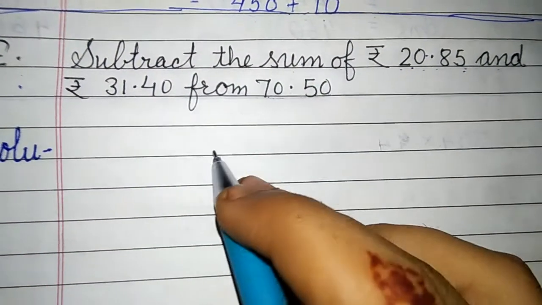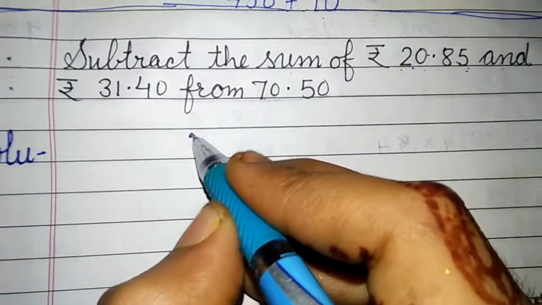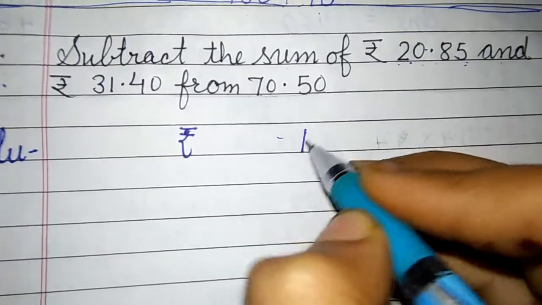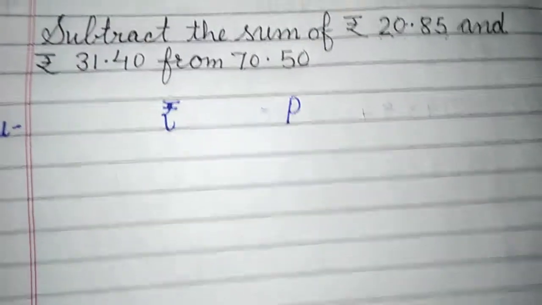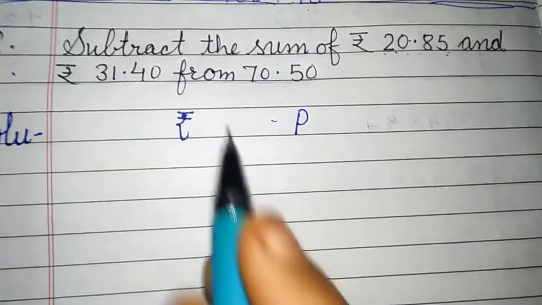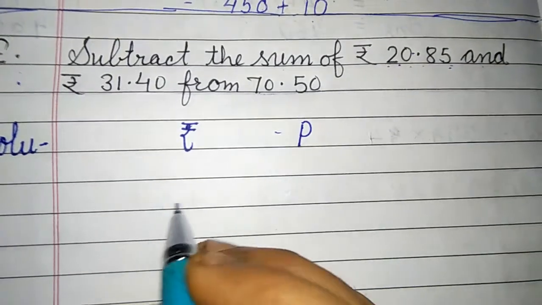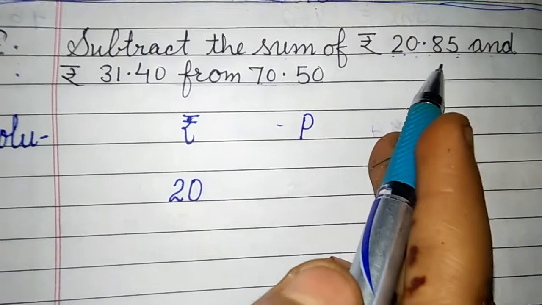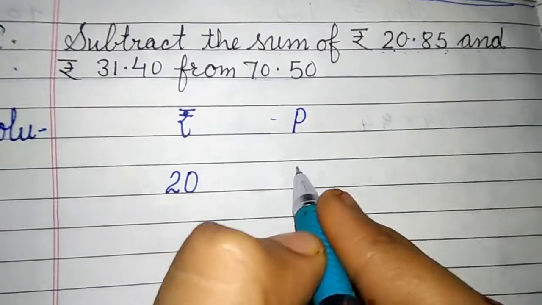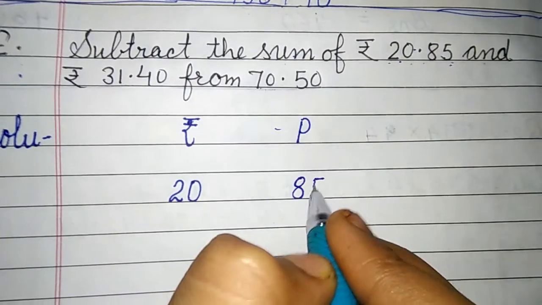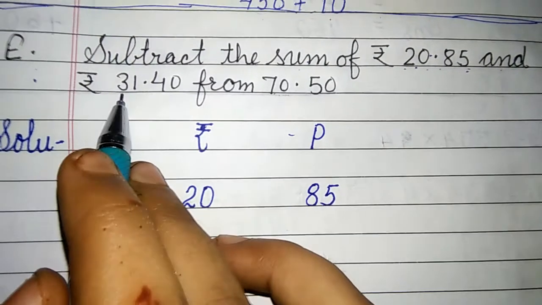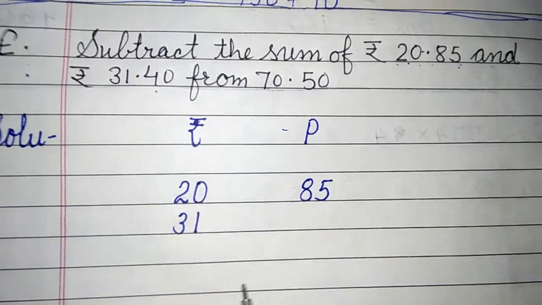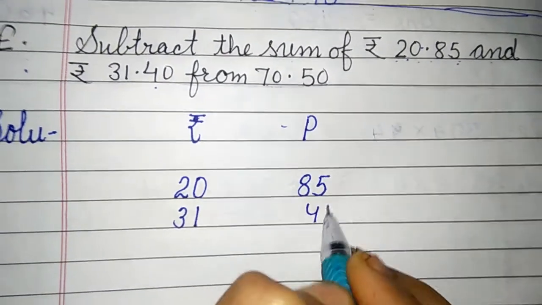We will write here rupees, R means rupees, P means paise. Rupees is 20, we have to write 20 here, and paise is 85. Next amount 31 rupees and 40 paise.